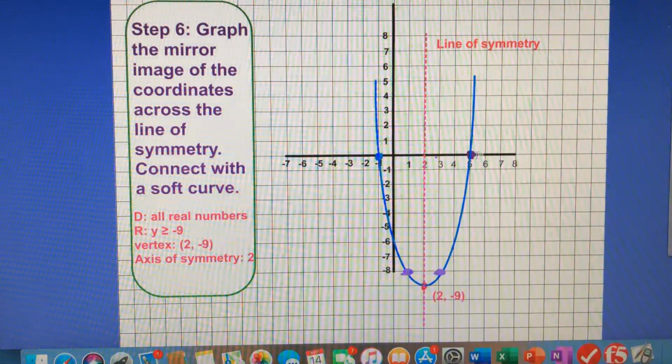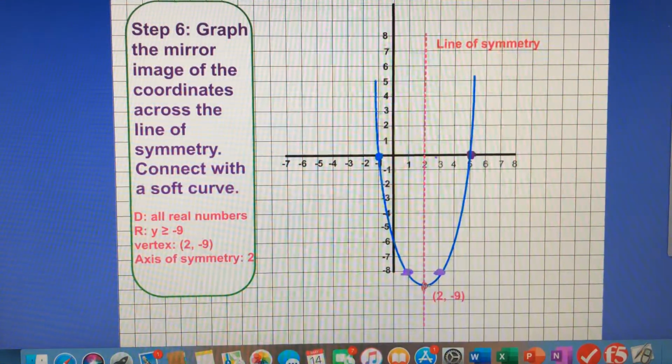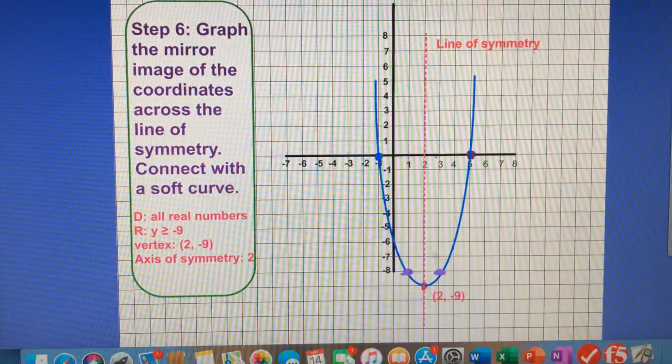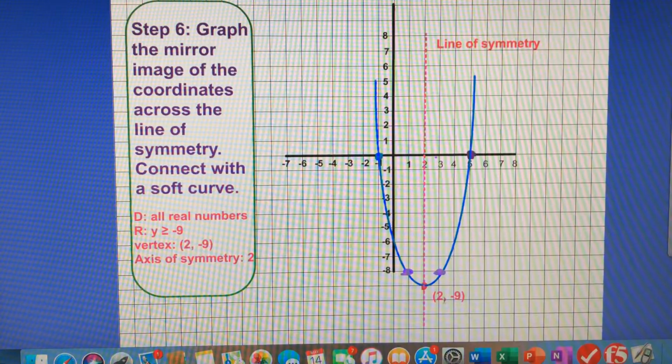In this case, my domain, my set of x values, is all real numbers. That's almost 99% of the time, my domain is all real numbers. Y, my range. Y starts here at negative 9 and goes up, so it's equal to or greater than negative 9. Vertex, 2, negative 9. Axis of symmetry, x equals 2.